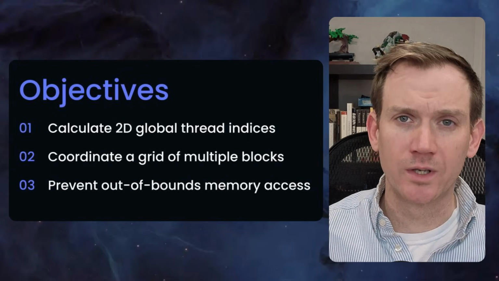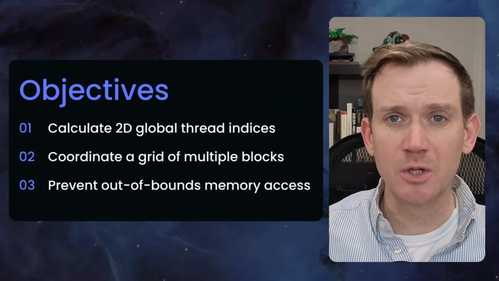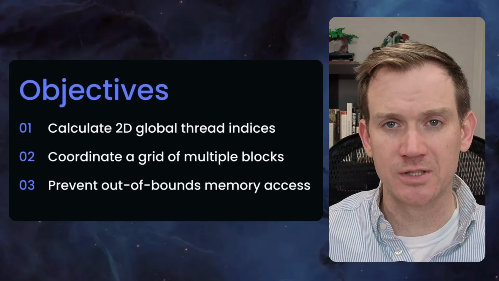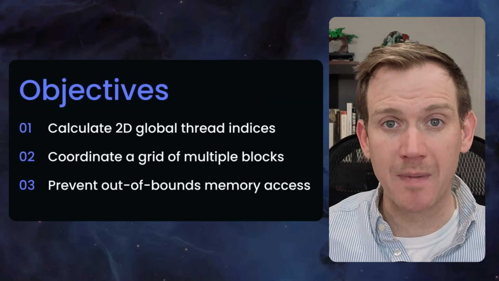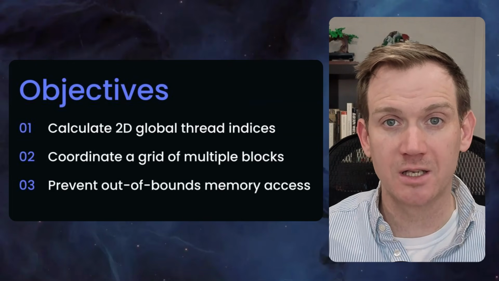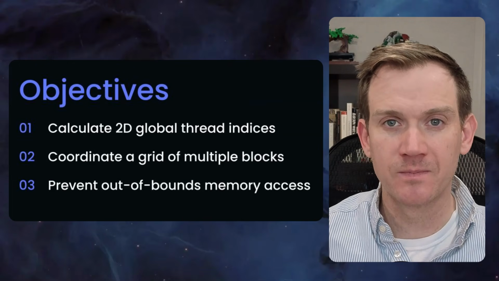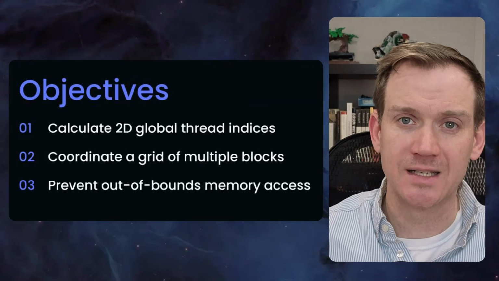By the end of this tutorial, we will have completed a few key objectives. First, understand how GPU blocks extend into 2 dimensions to cover matrix data and calculate 2D global indices that map threads to their correct positions. We'll coordinate a grid of multiple blocks across both the X and Y directions. We'll write boundary checks that prevent out-of-bounds memory access when thread counts exceed data size.